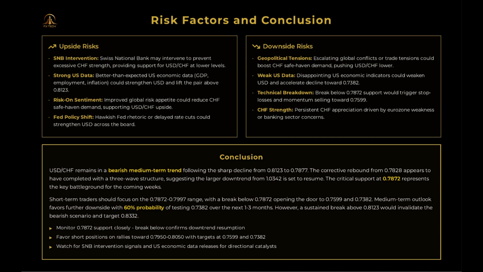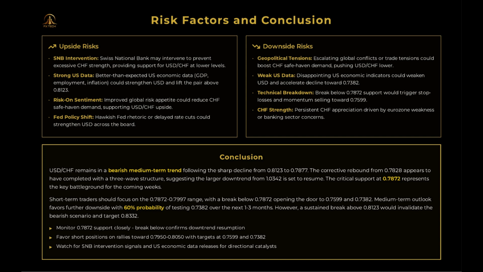Upside risks include potential SNB intervention to prevent excessive CHF strength, strong U.S. economic data strengthening the dollar, improved global risk appetite reducing safe haven demand, and hawkish Fed policy. Downside risks encompass escalating geopolitical tensions boosting CHF safe haven demand, weak U.S. data accelerating decline, technical breakdown below 0.7872 triggering momentum selling, and persistent CHF appreciation.